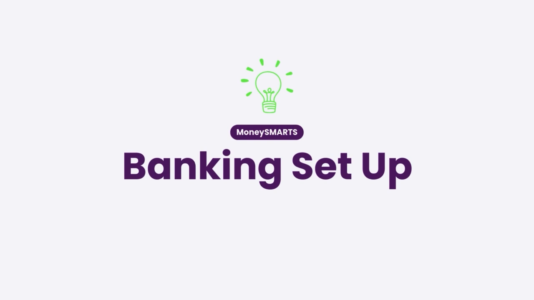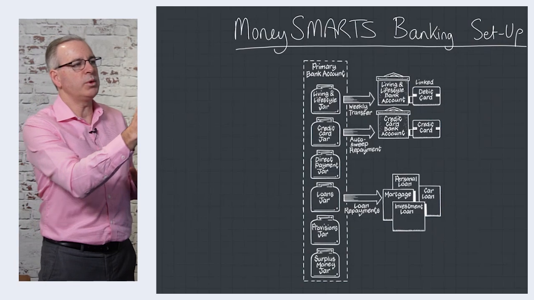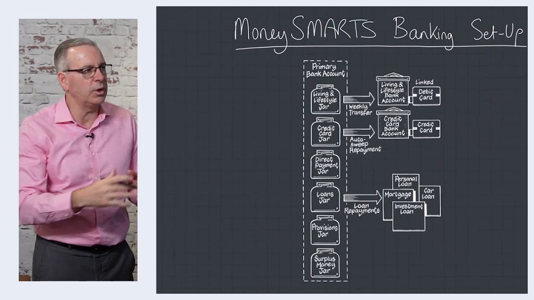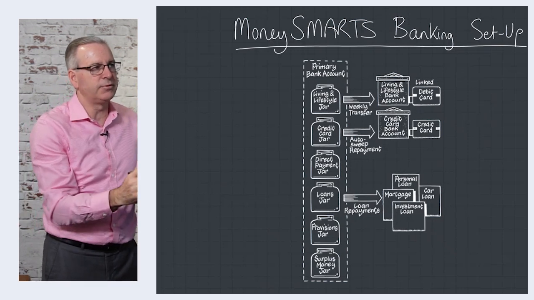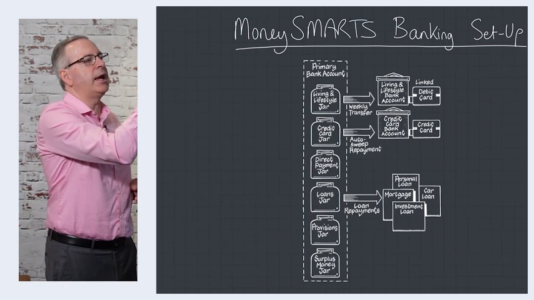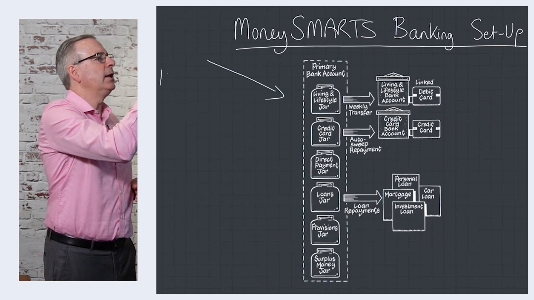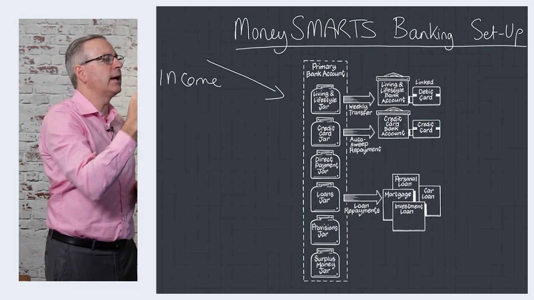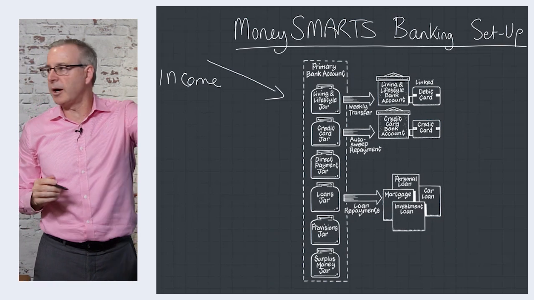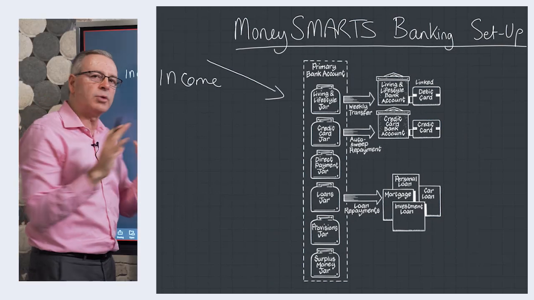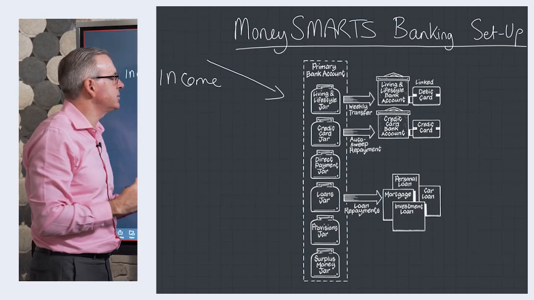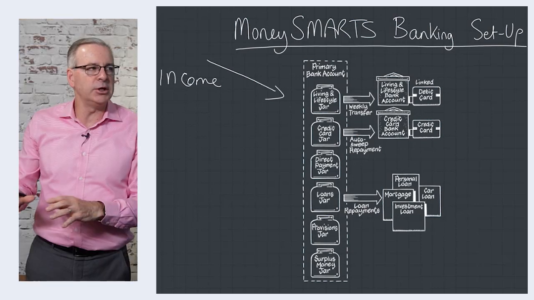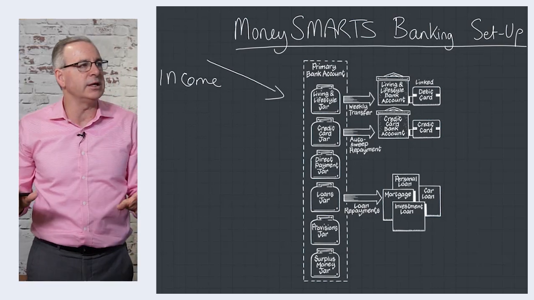Okay, let's look now at the banking setup. What we've got here is our virtual jars. We've moved into the 21st century and we've got these virtual jars under our primary account. What's going to be happening is our income comes in here, and then that income goes into our primary account. One of the great things about the MoneySMARTS system is you don't need lots of banking structures. You don't need different banks for different things.